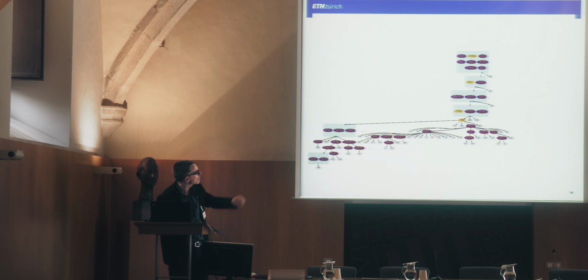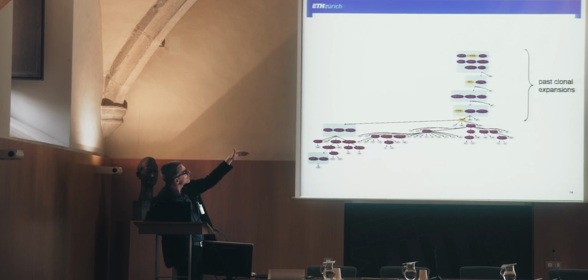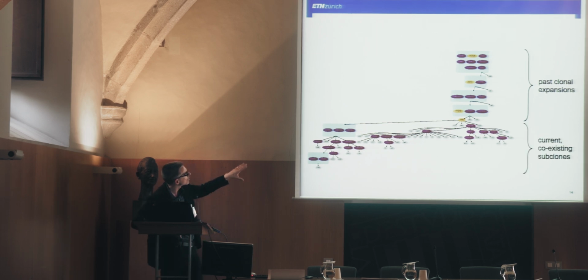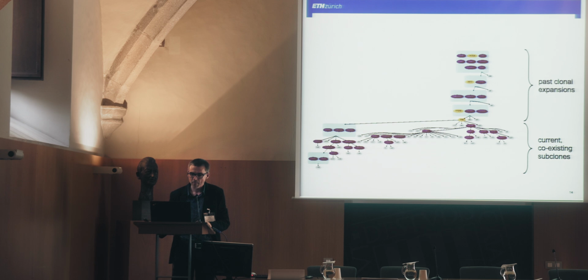So most of the cells attach towards the bottom of the tree, and there are only very few cells in this initial part that has a very linear structure. So my interpretation is that this linear structure corresponds to past clonal expansions with very few cells that are sort of left over. These were probably sweeps through the population. And then what we're seeing towards the bottom of the tree is the more recent coexisting subclones.